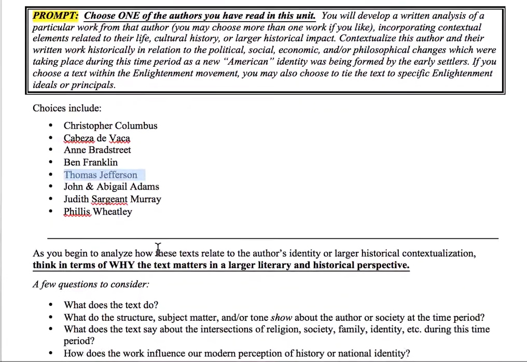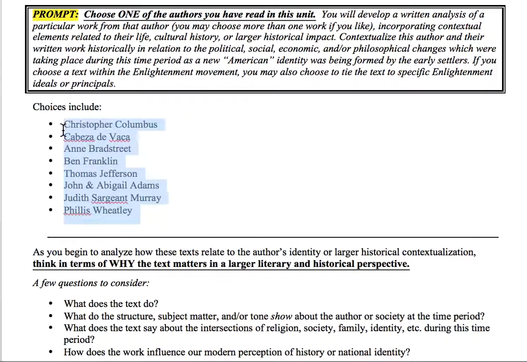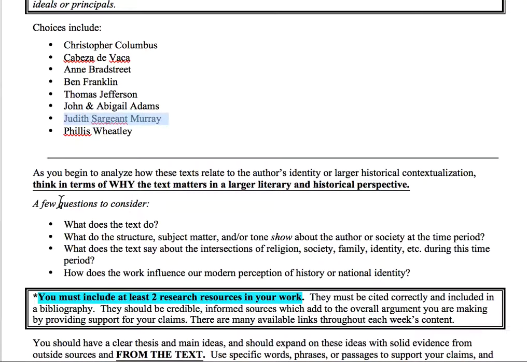So all of these texts were created for reasons. There's a particular reason that Columbus was writing these letters. There's a particular reason that Thomas Jefferson wrote the Declaration based on these Lockean principles. There's a particular reason that Judith Sargent Murray was arguing for the equal rights of women based on their mental merit. So make sure that you are focusing on portraying those ideas by looking at the literature and then carrying it a step further and really looking at how the authors or the historical period influenced the text.